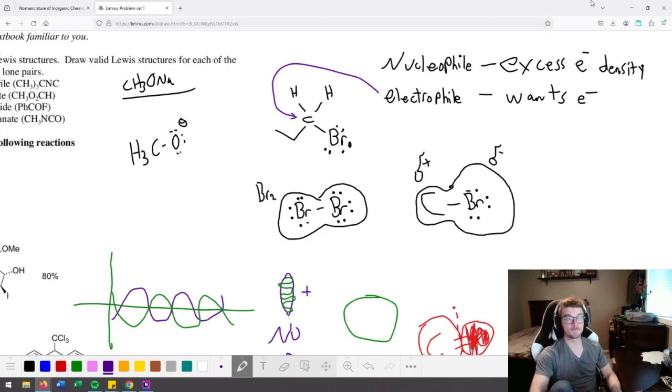Okay. So this carbon that is attached to this more electronegative atom is an electrophile. And that's pretty broadly true of lots of different compounds.